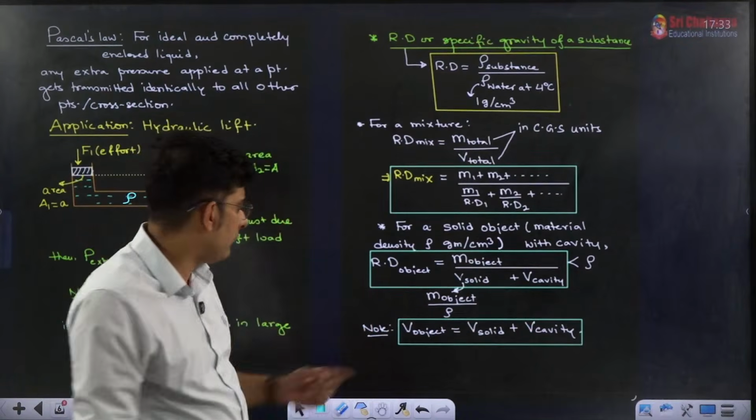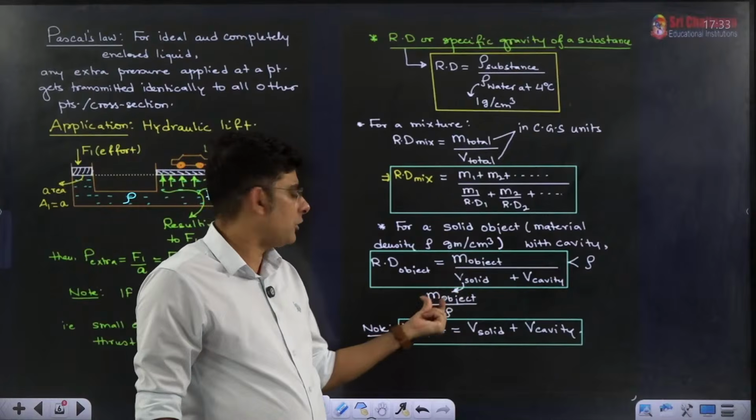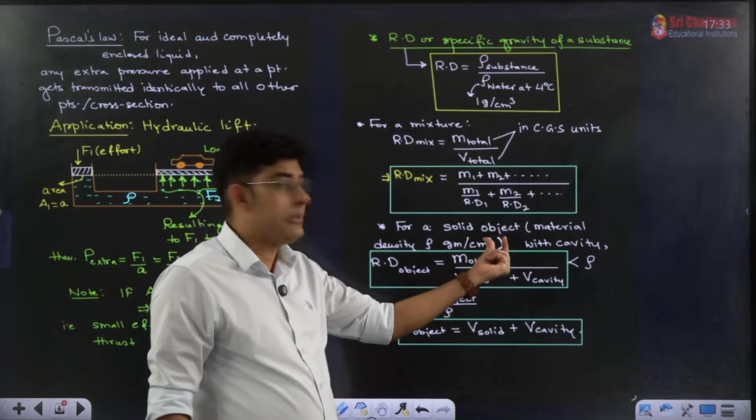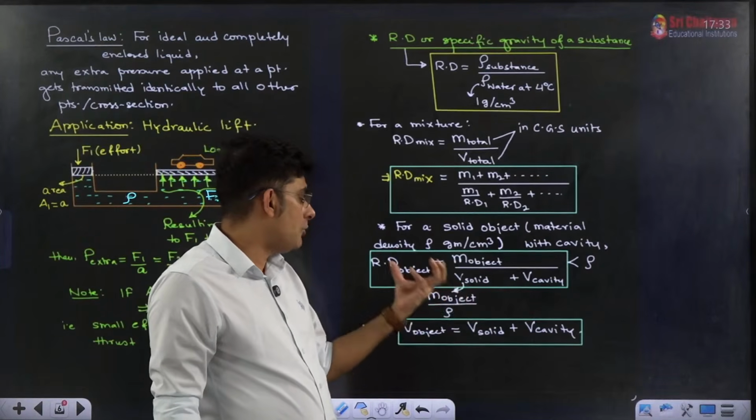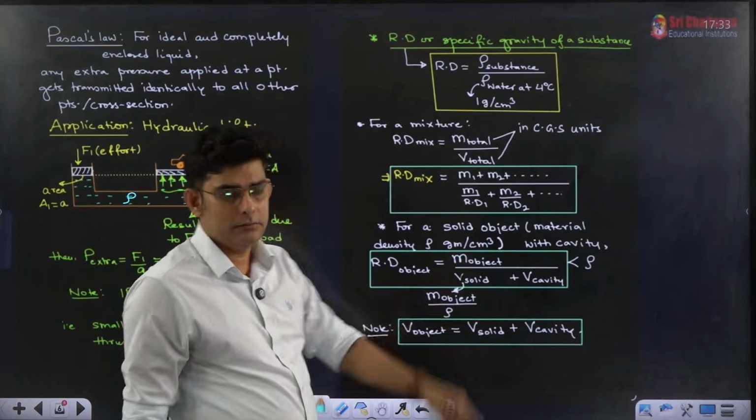Now you will ask, sir, how to find the volume of solid? Simple, the volume of solid is the mass of the object divided by the density of the material. So the solid part simply has a volume of mass of object by density of the material. Okay.